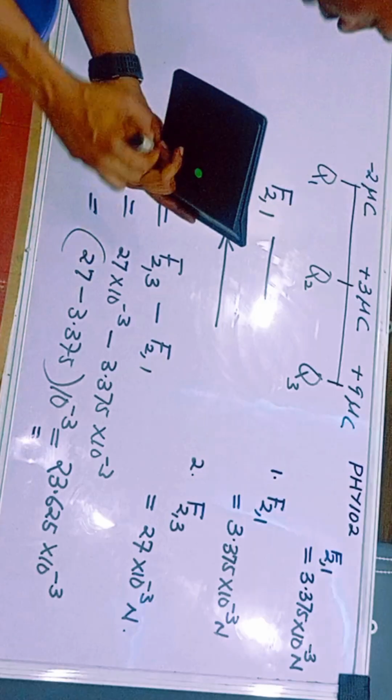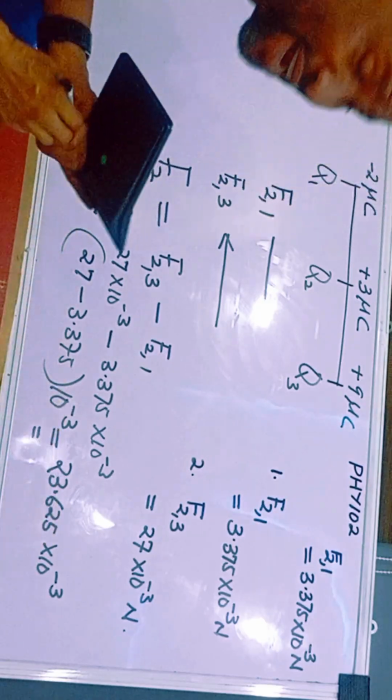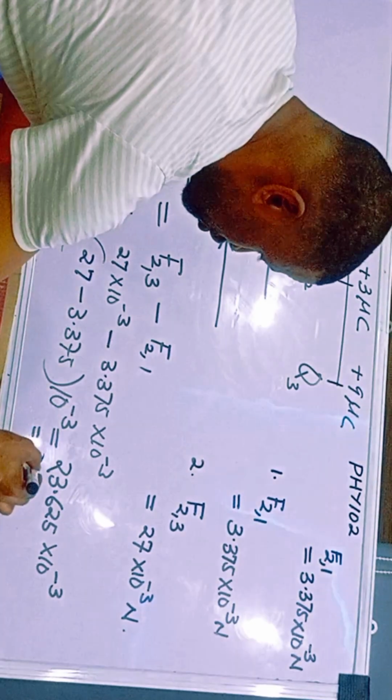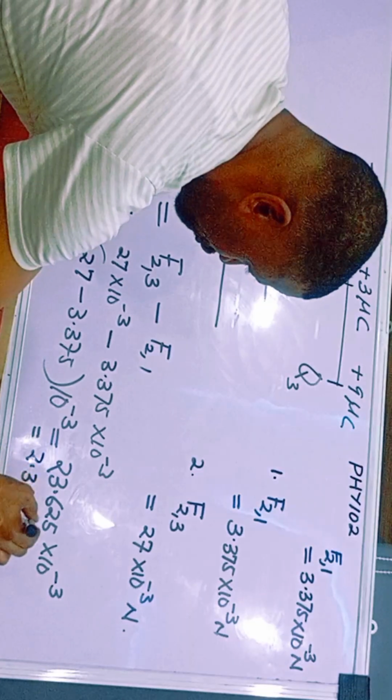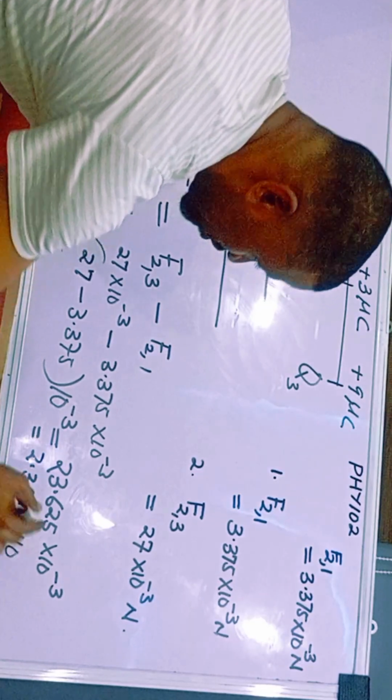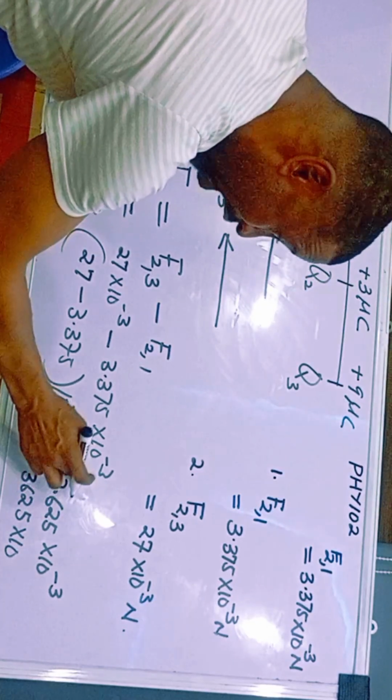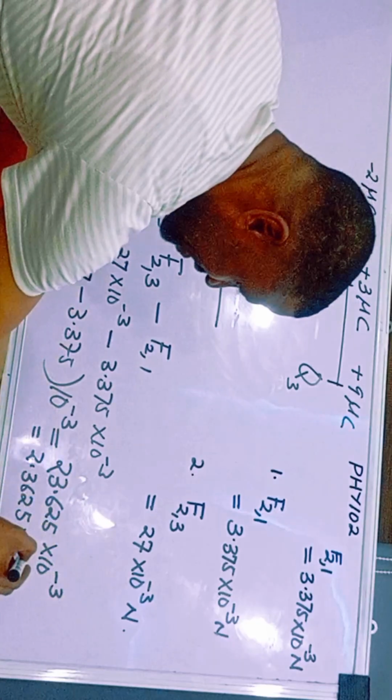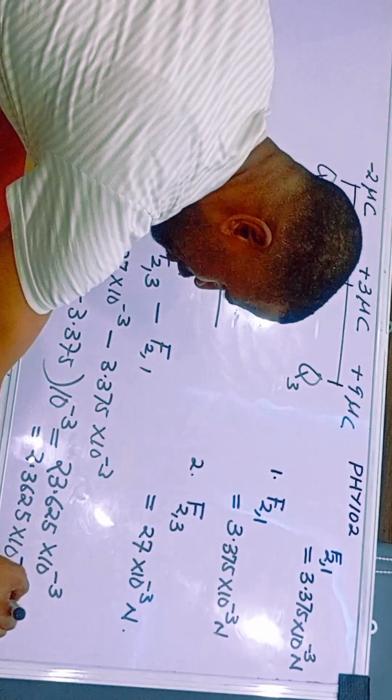Please tell them that you're a professional by putting this in standard form. That will be 2.3625 times 10 raised to power 1. Then that 1 minus 3 is now minus 2 Newton.